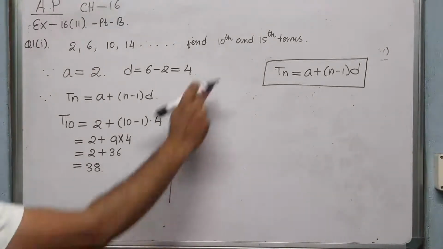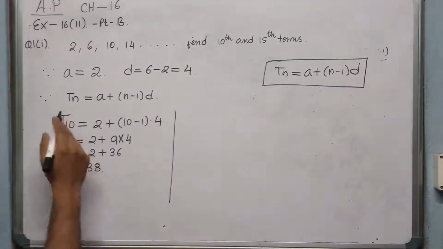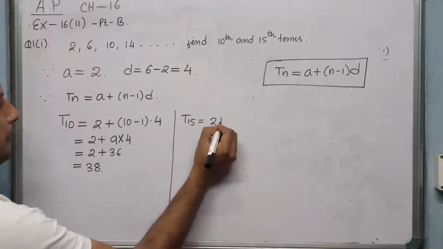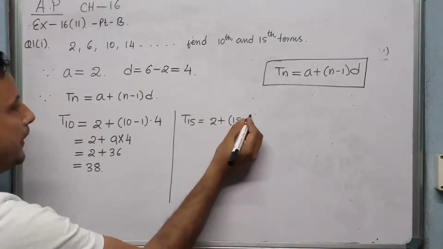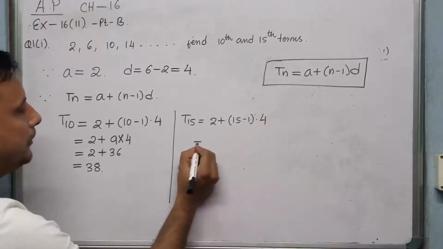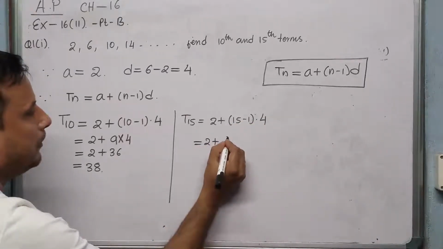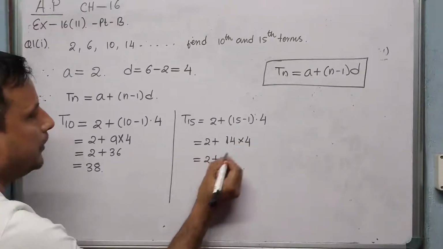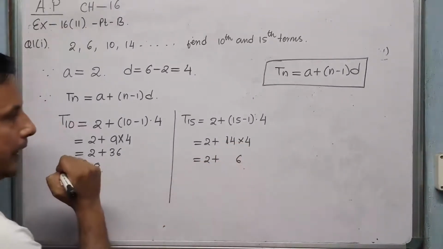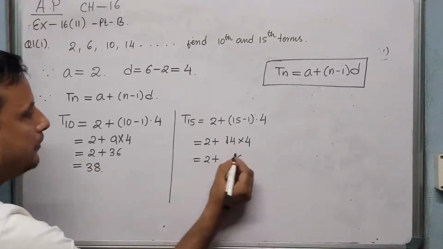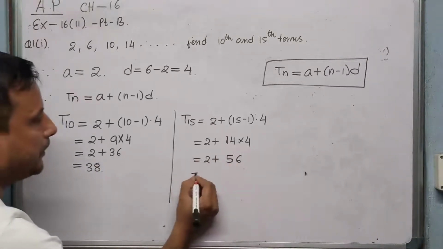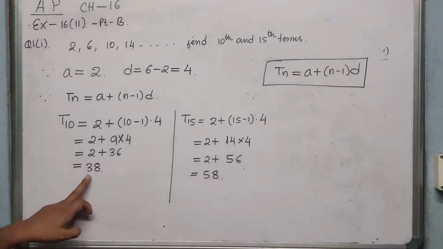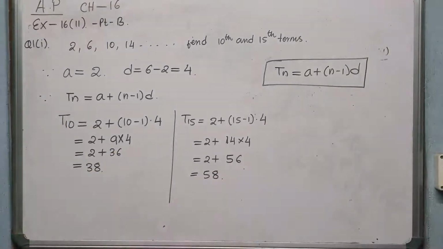Similarly, next we'll calculate the 15th term. T15 is equal to A plus (15 minus 1) into D, that is 14 into 4. 4 fours are 16, 1, 4 ones are 4, so 56, plus 2 is 58. The 10th term is 38 and the 15th term is 58.